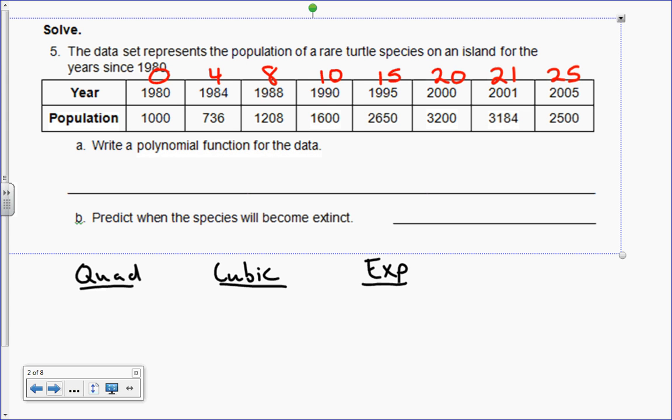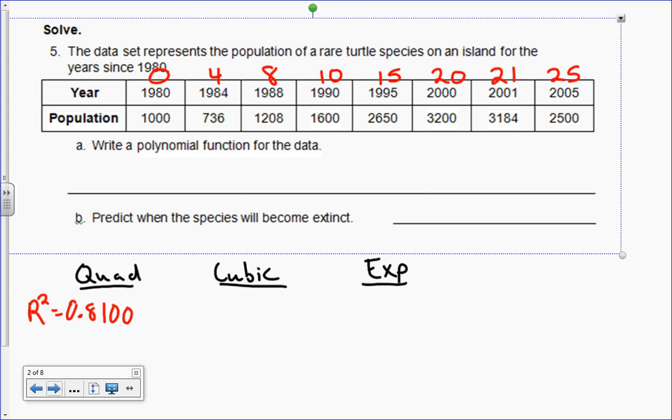So to figure out that regression, I'm going to hit stat, go right to calc. For quadratic, I'm going to go down to number 5, quad reg. Scroll down to calculate, hit enter. All right, and its r-squared value is 0.81, not very close.